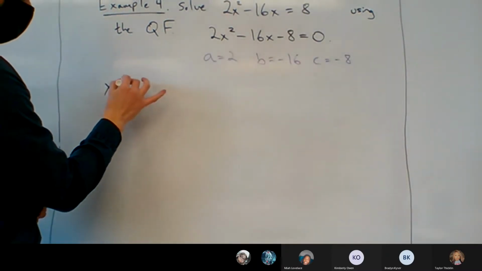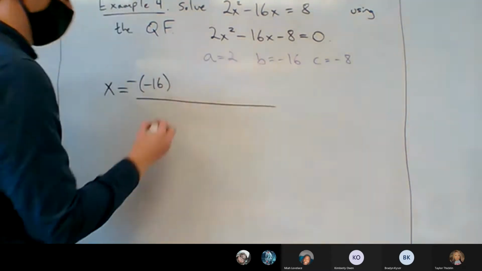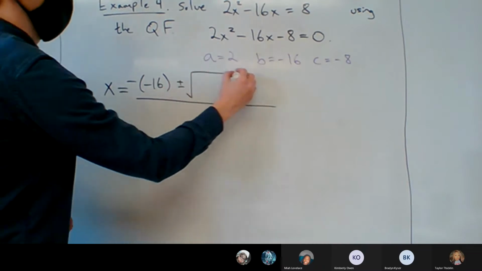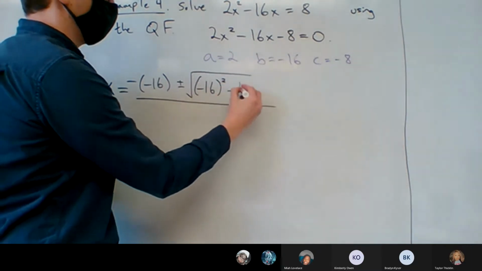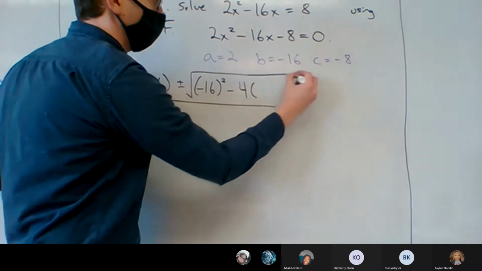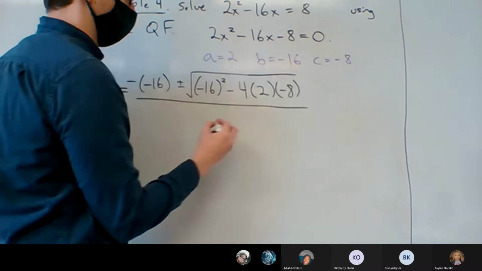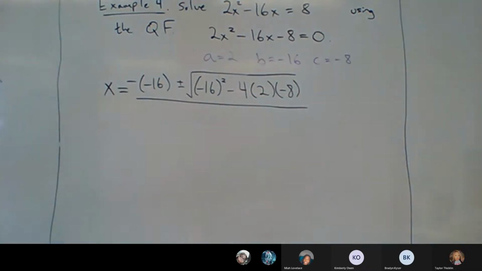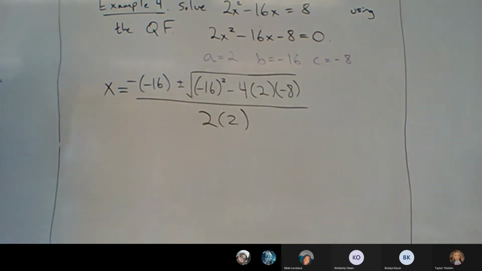X is equal to negative b. Okay. Let me draw my big fraction bar. Plus or minus square root of b squared. Then minus 4. So the 4 is part of the formula. The 4 is always going to be there initially. And then 4ac, right? So a is 2 and c is negative 8. All right, all over 2 times a, where a is 2.